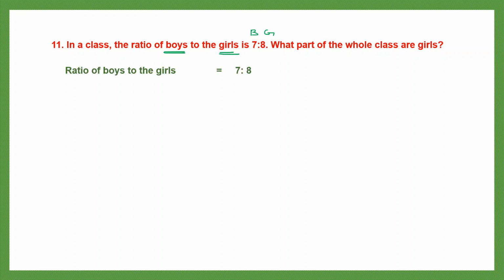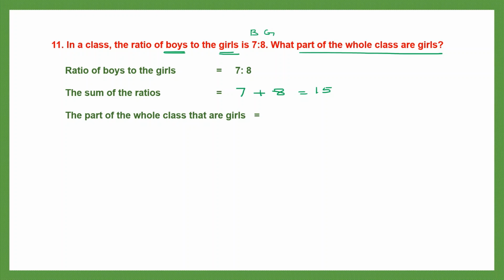Now ratio of boys to girls is 7:8. Now we have to find the sum of the ratios. 7 plus 8 is 15. Now here the question is, what part of the whole class are girls? So the second part of the ratio, that is 8, is for girls. So the part of the whole class that are girls will be 8 over 15. That's it, because 8 is the second part, which is girls, and 15 is the total number. So 8 by 15, this is the part of the whole class that are girls. So this is our answer.